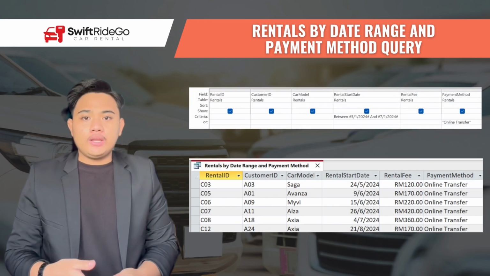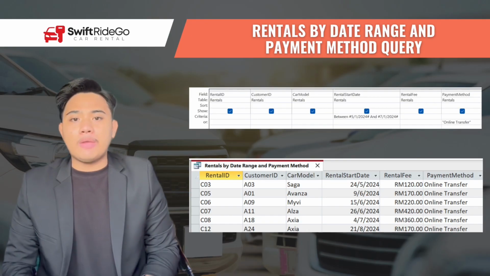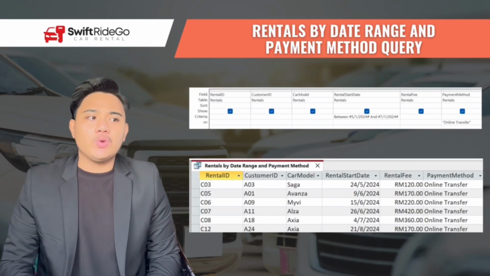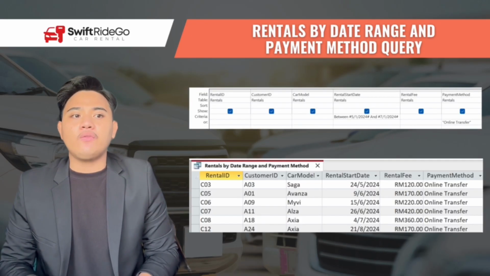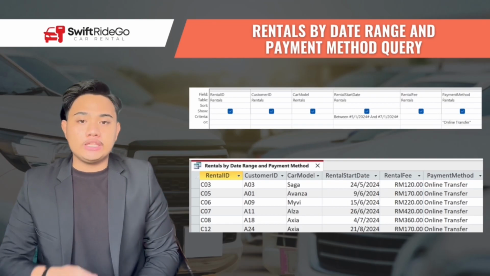The fourth query is rentals by date range and payment method. This query is tailored to identify rentals that occur within a specific date range and were paid using a specific method.